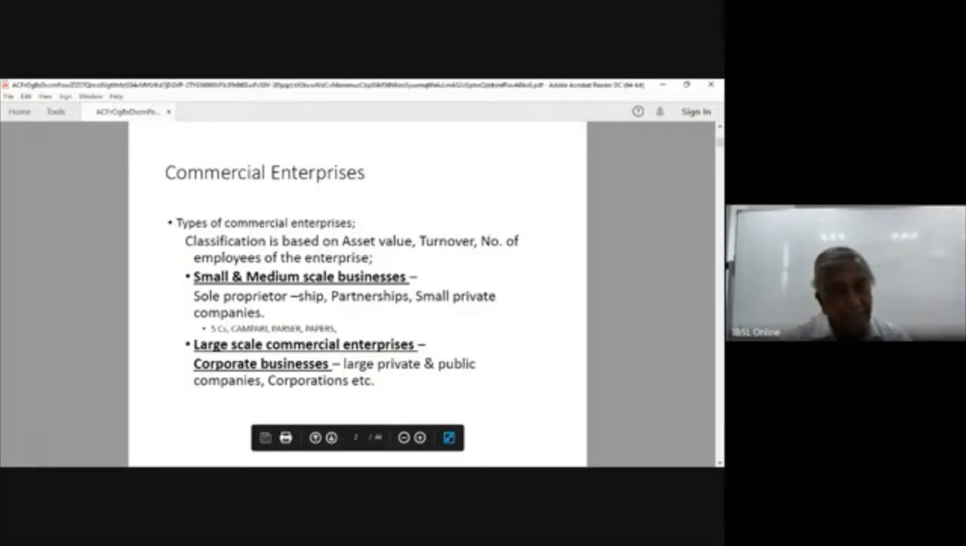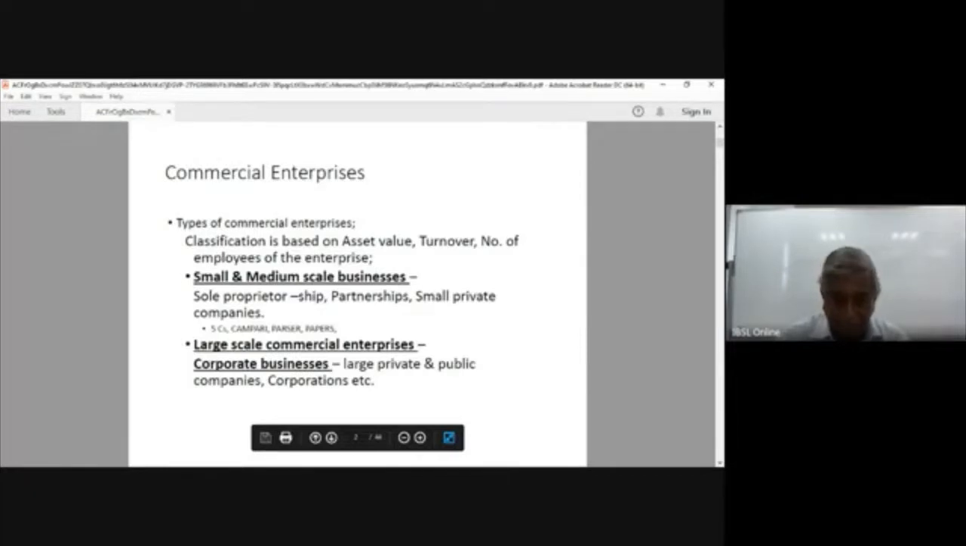Earlier you would have learned there are certain tools the bankers apply to do this appraisal or credit evaluation. The 5 C's method, you would have learned. The CAMPARI method, PASS, PAPERS. These are certain tools or evaluating or appraising techniques developed by senior bankers a long time ago. By applying these techniques, you can evaluate the credit requests made by small and medium scale businesses. Then large scale commercial enterprises.